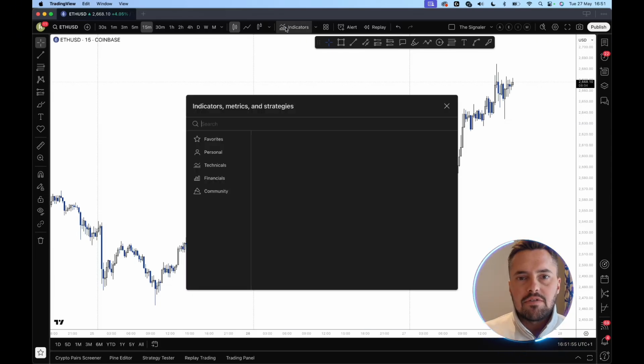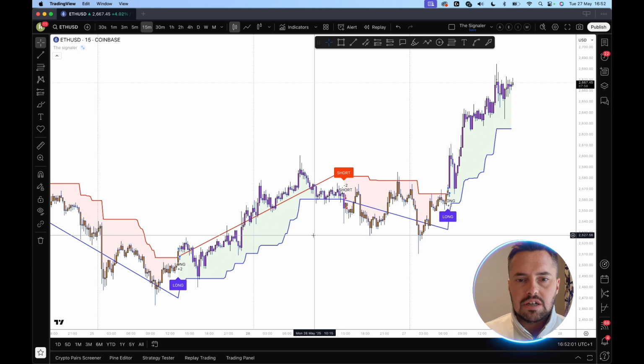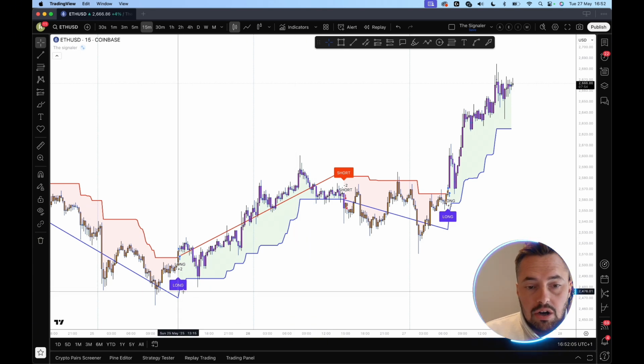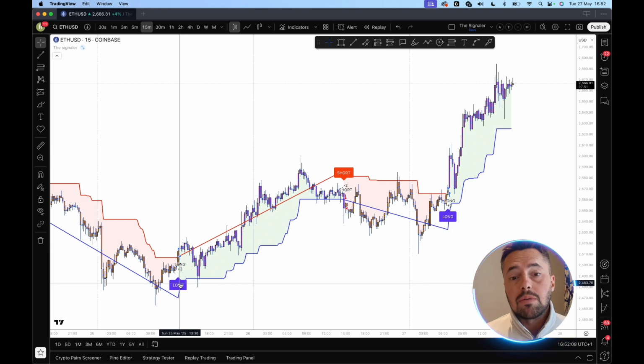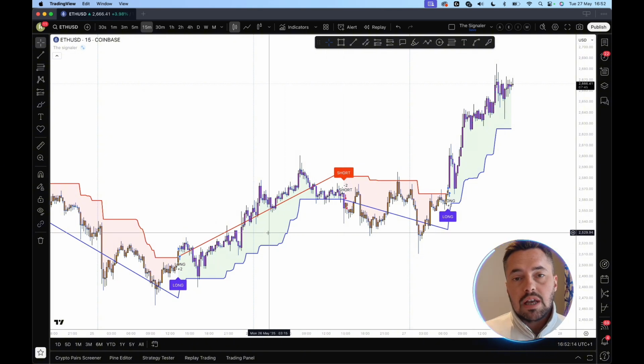So now that we're on the charts, I'm going to walk you through how to set up the indicator. First off, indicators up here, go to your invite only, click the signaler and minimize this, and then the signaler is on your chart. As you can see here, there are signals for long, which is where you would enter a buy trade, and the short is a sell signal where you would enter a sell trade. The green background shows a bullish trend and the red shows a bearish trend.